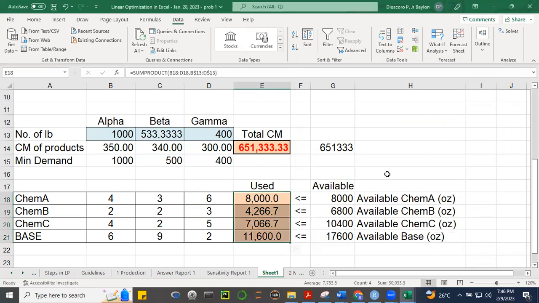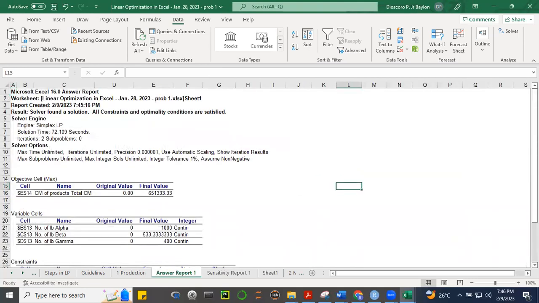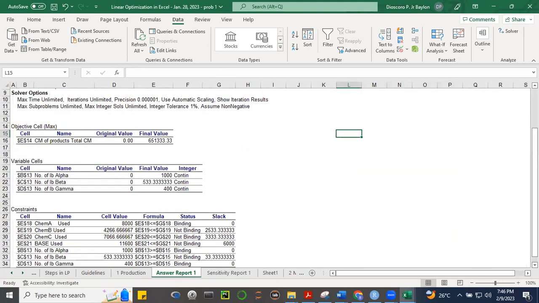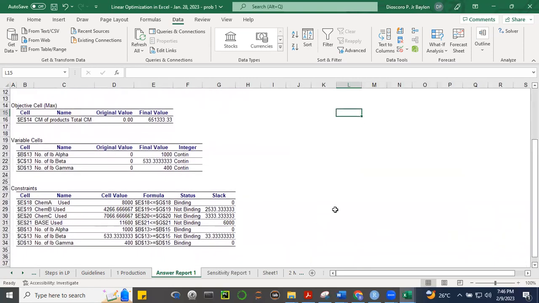Okay, now, when we click answer report and sensitivity report, you notice that there were two spreadsheets that were added. You have Answer Report 1 and Sensitivity Report 1. Let's first take a look at Answer Report 1. Okay. So what do you see here, class? You can see here three parts.